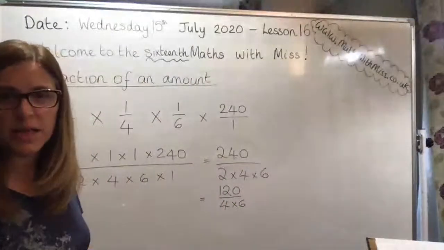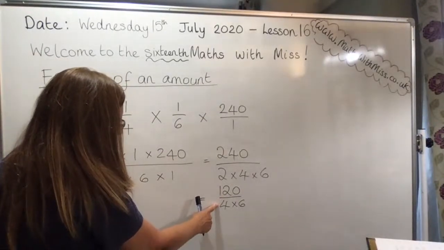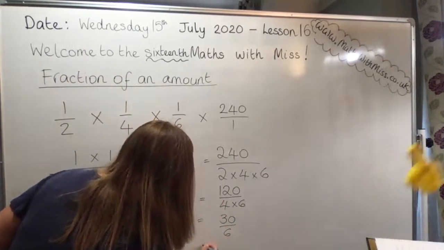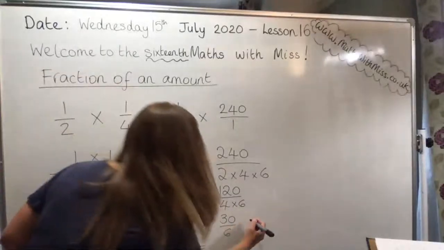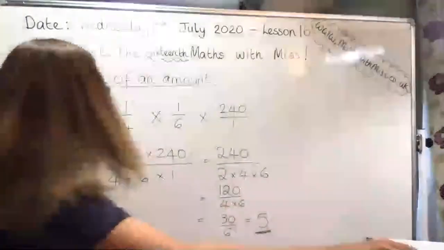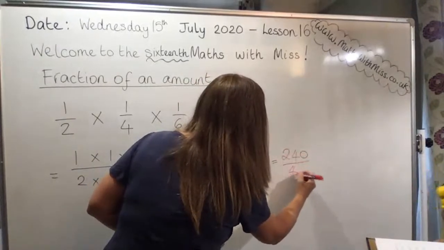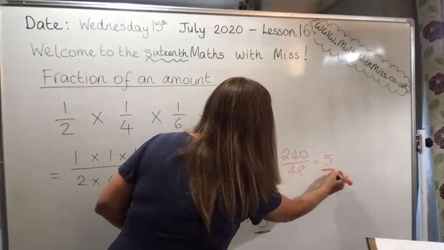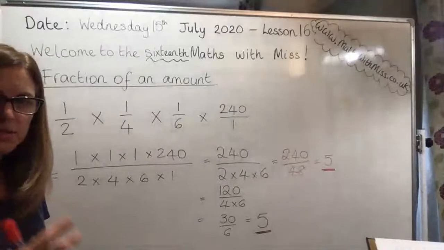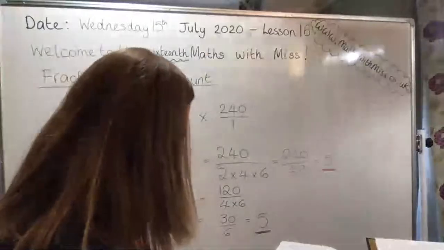And I know my 2 times table, but I don't really know my 48 times table. I then know that 120 divided by 4 is 30. And then finally, can you see all the way down at the bottom? Let's write it here. 30 divided by 6. There's nothing to stop me having done this as 240 over 48. I could have done it that way, but I think it's a little bit easier just to break it down and do it a bit at a time. Okay, hopefully I'm not covering up the board there.